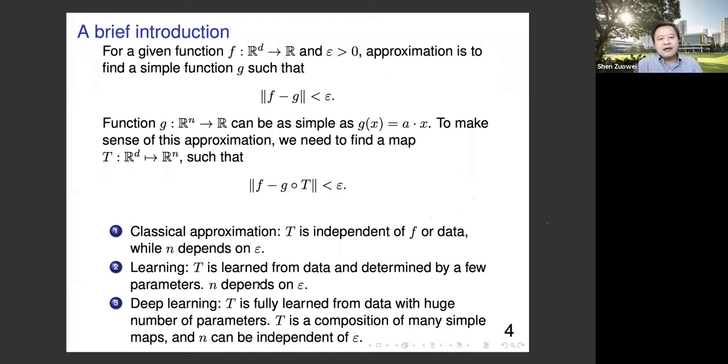And the classical learning, I call shallow learning. What is shallow learning doing? Instead of T being fixed, you also start to learn T. But your parameterization of T has only very few parameters, so you learn a few parameters. So that's the classical learning, shallow learning.